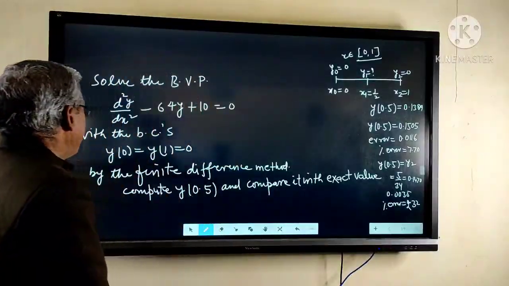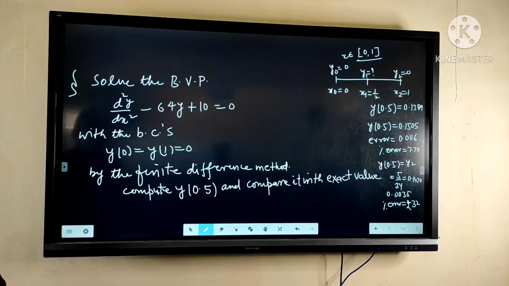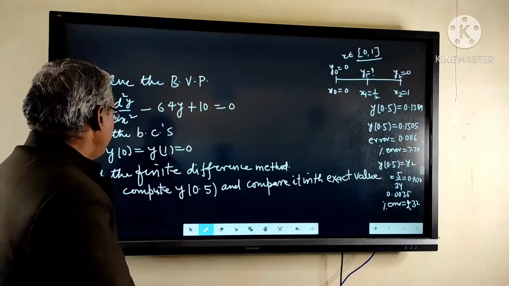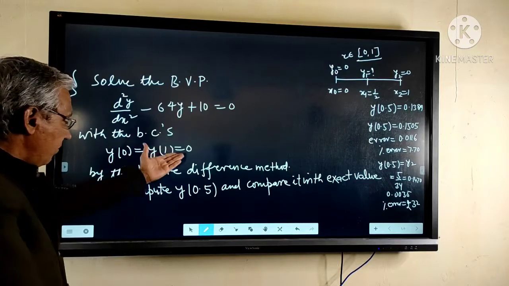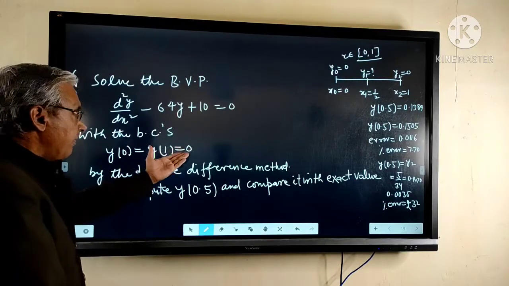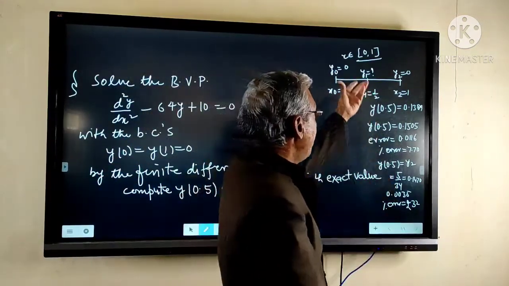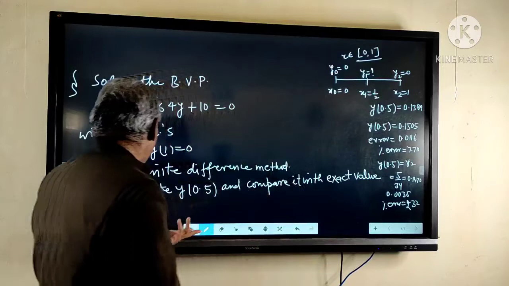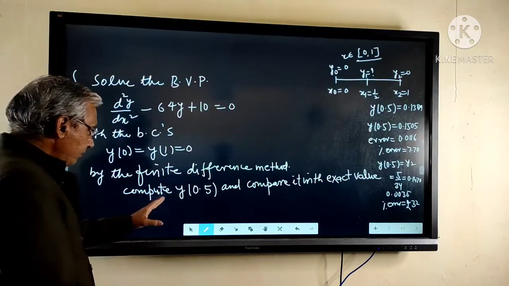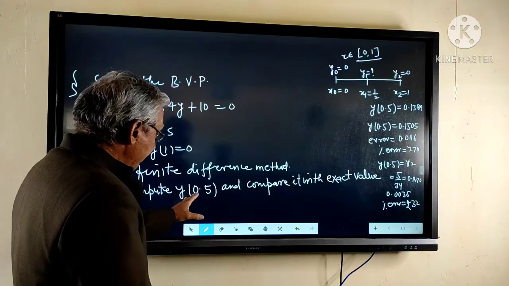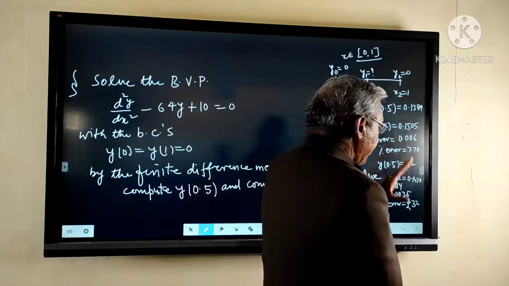Here the problem is: solve the boundary value problem d2y by dx square minus 64y plus 10 equal to 0 with the boundary conditions when x equal to 0, y equal to 0, and when x equal to 1, y equal to 0. So here x belongs to the closed interval [0, 1]. By the finite difference method, compute y at x equal to 0.5 and compare it with the exact value.